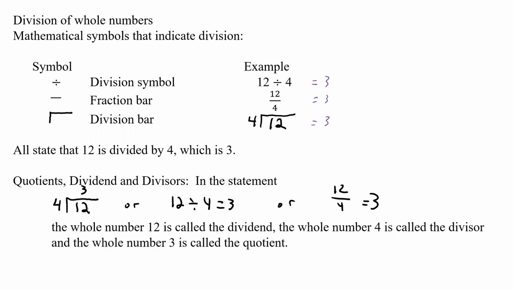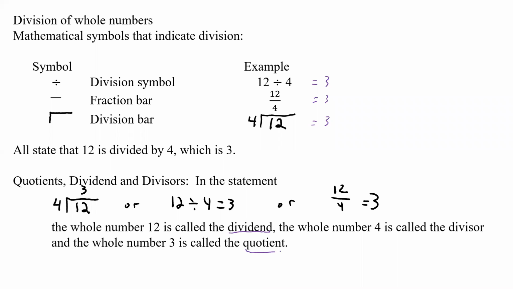So if we look at this, I've written it all out again with the numbers in all appropriate positions. And what we have is that whole number 12 is called the dividend, okay? So that is the dividend, what we're dividing into. The whole number 4, which we're dividing by, is called the divisor. So we're dividing by the divisor. And then our whole number 3, which is our answer, is called the quotient.